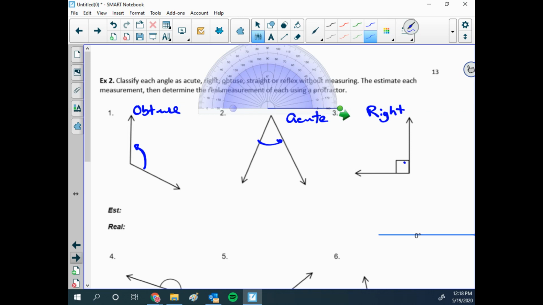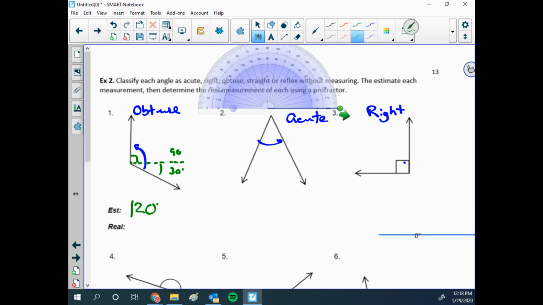Next thing I want to do is just go estimate. So like, what approximately do I think this is? So if I look at this obtuse angle, well, I know that right here is probably about 90, right? That's 90. And then I'm guessing that's maybe like 30 degrees. So my estimate would be that angle would be about 120 degrees.